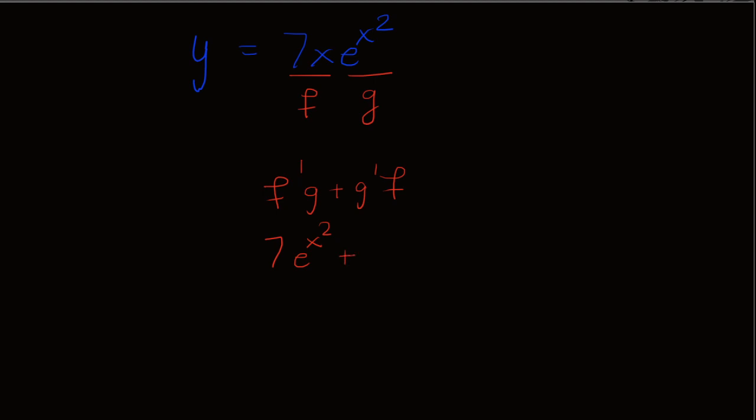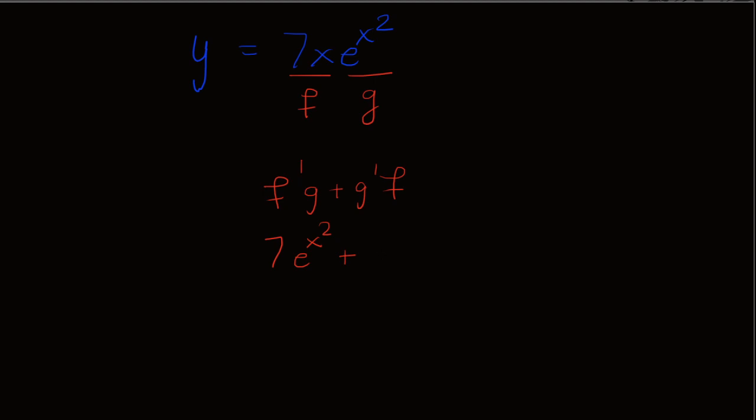I want to take the derivative of y equals 7x times e to the x squared. I'm going to call 7x f and e to the x squared g. So when I take the derivative, it's going to be f prime g plus g prime f. The derivative of 7x is 7 times g, which is e to the x squared, plus the derivative of g.